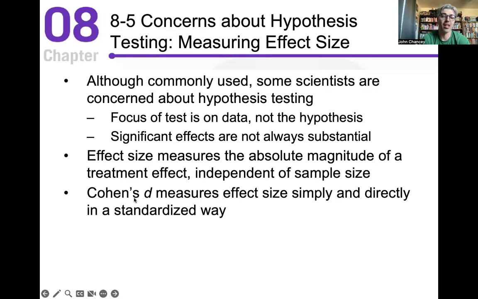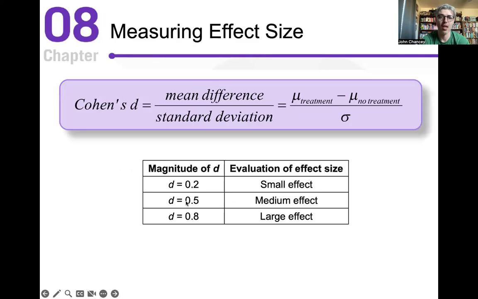So in this case, we would look at Cohen's d, which measures the effect size simply and directly in a more standardized way. Cohen's d takes our mean difference of the treatment minus no treatment divided by the standard deviation, and there's a scale to go by in terms of measuring its magnitude. Values at around 0.2 are considered a small effect, like there is an effect happening, but small. 0.5 is considered a medium effect. Anything 0.8 or greater is considered a large effect.